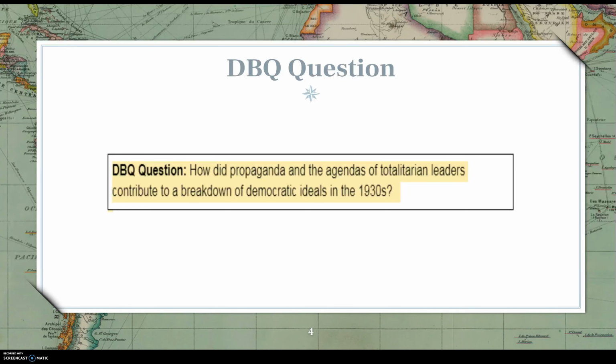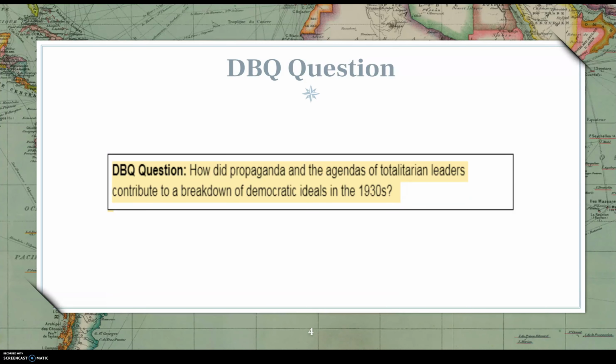And it's all centered on this question: how did propaganda and the agendas of totalitarian leaders contribute to a breakdown of democratic ideals in the 1930s? So if you go back and look at all of the resources, you're going to see a lot of stuff about Stalin, Hitler, okay, and you're going to think about the propaganda. How did this happen? How did the Holocaust happen? There's so many people that say, why didn't somebody speak up? What was going on?